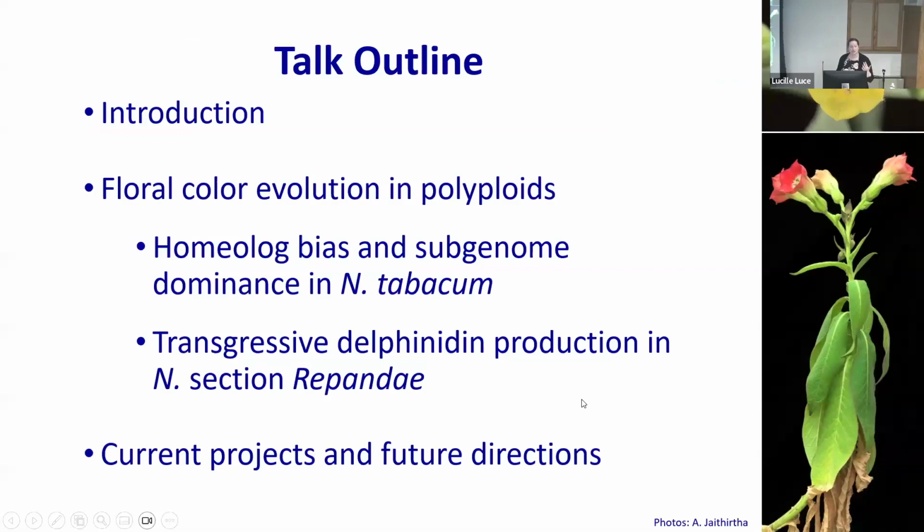All right, so I'm going to start with an introduction, and then I'm going to tell you two stories about flower color evolution in polyploids. One on a young polyploid that's involving homeolog bias and subgenome dominance, and one on some older polyploids that involves some transgressive delphinidin production. And then I'm going to finish up with some of the things that we're doing in the lab right now so you can see what my awesome undergrads at SUNY-Cortland are doing.